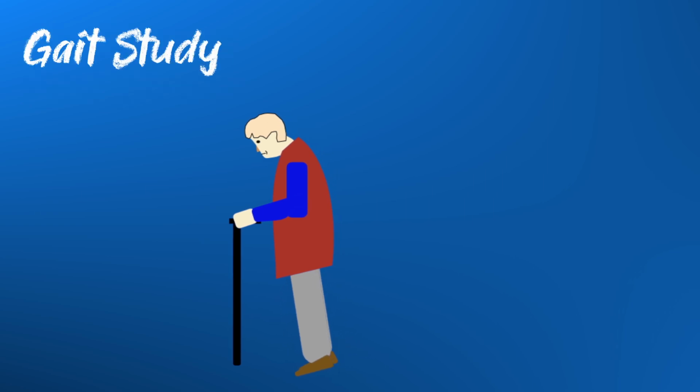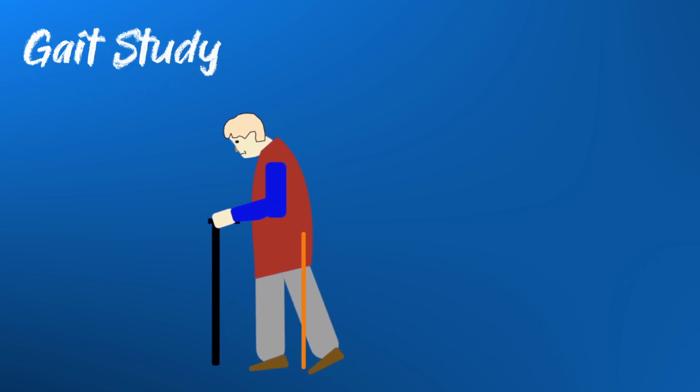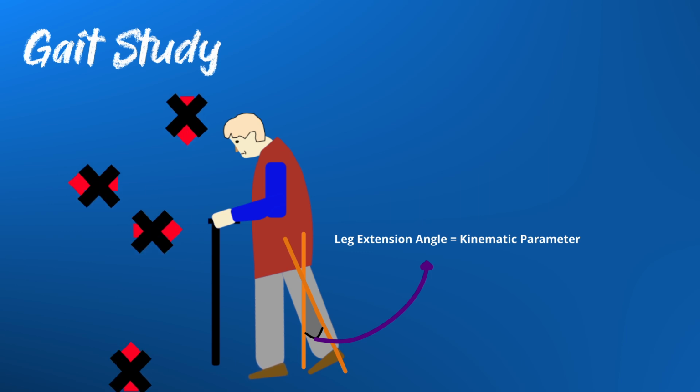As you see here in a gait study, they would measure the leg extension angle, and this would be a kinematic parameter as it describes the angular displacement of a walking movement. And yet, we are not asking anything about the forces that cause this motion, but purely measuring the displacement, and that is what kinematics is.